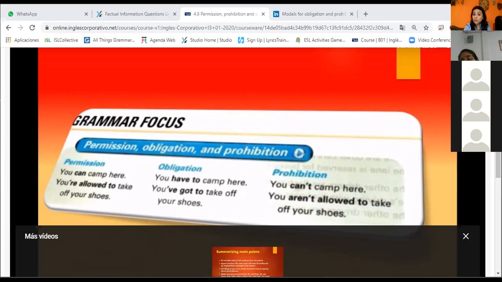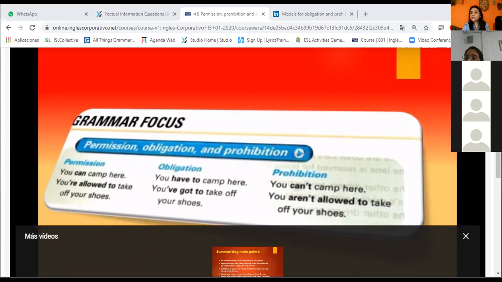And for prohibition, we use can't. For permission, Rocio? Sorry, what is stronger in this case? The can't same. Or aren't allowed? I think maybe they are both, Rocio, but aren't allowed to is very polite. It's the same thing as the permission one.